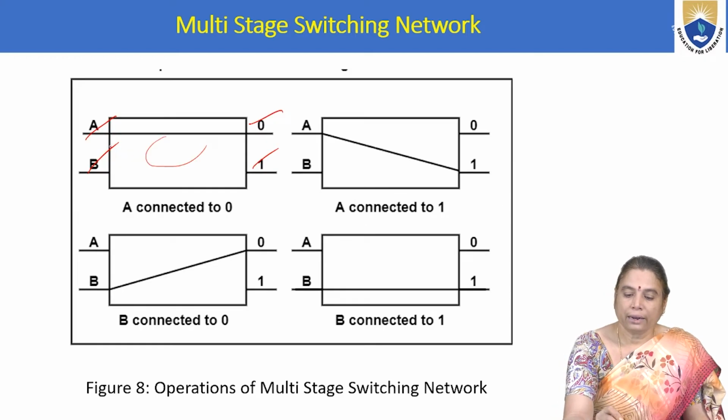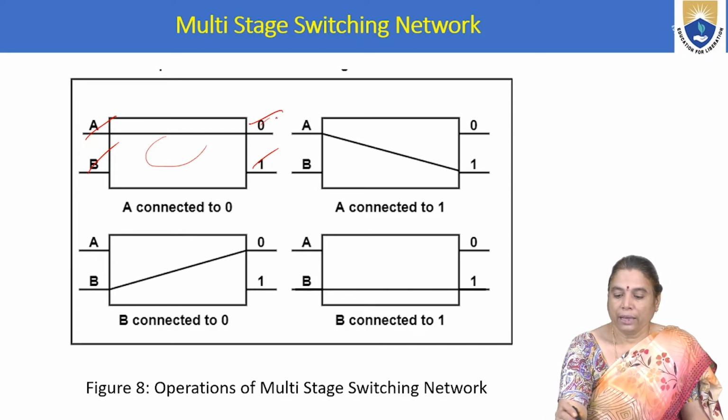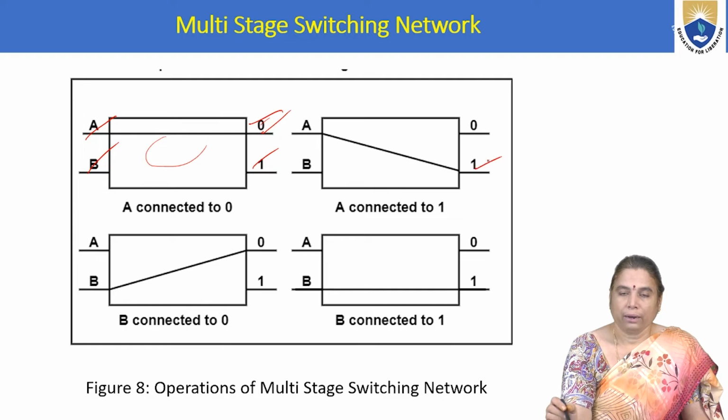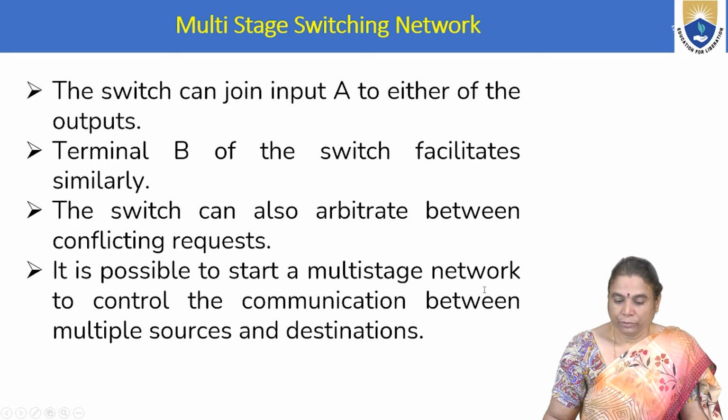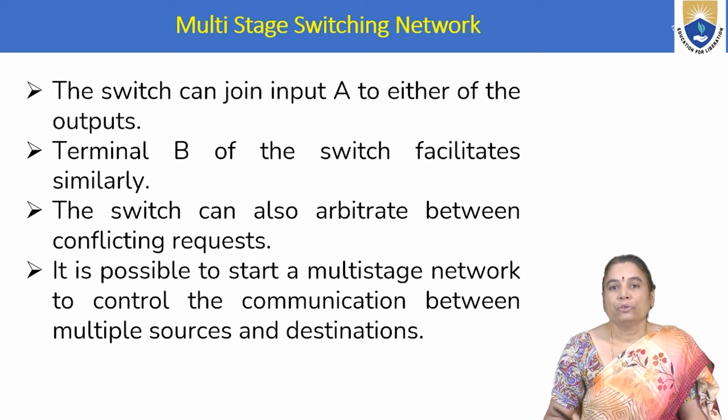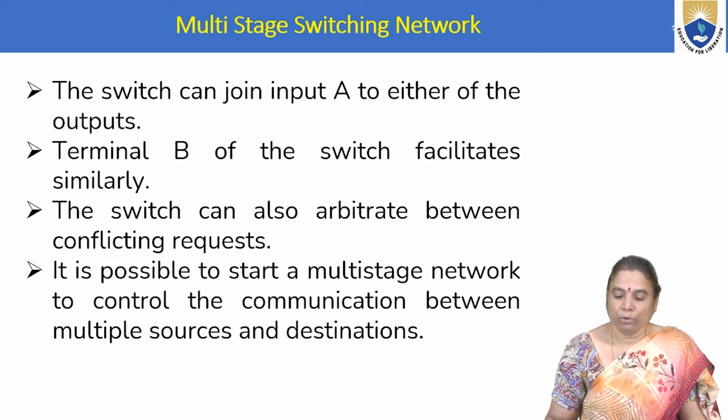So depending upon how they are connected, the output can be activated. A is connected directly to the output 0, and A can also be connected to output 1. So here there are 2 possibilities of connection of input A to 0 and 1. Similarly, B also has a possibility to connect to 0 and it can be connected to 1. So depending upon this connection, the arbitration logic can be established so that the processor can be connected to the memory module.